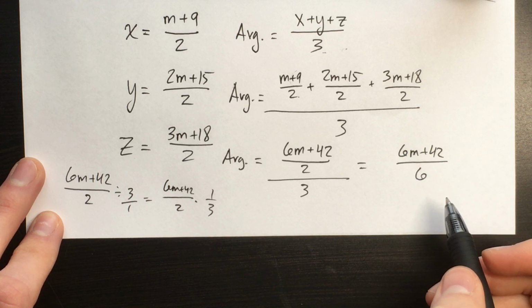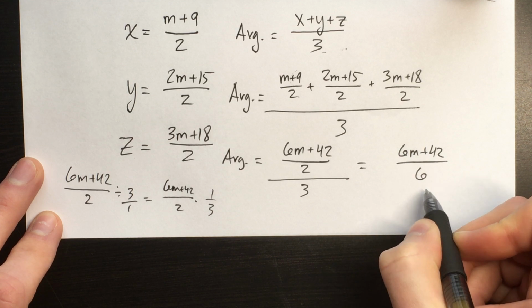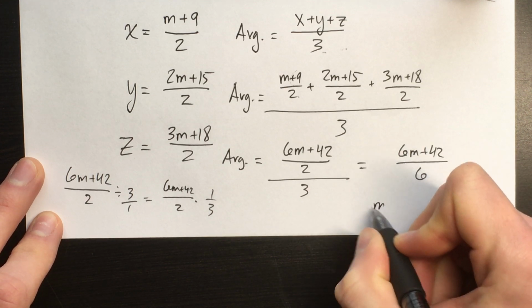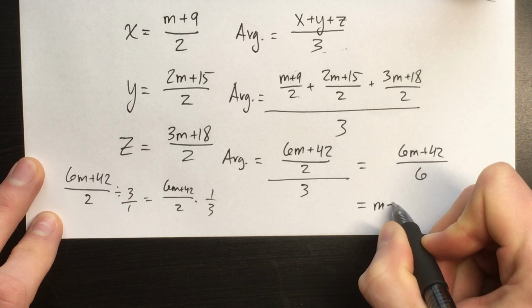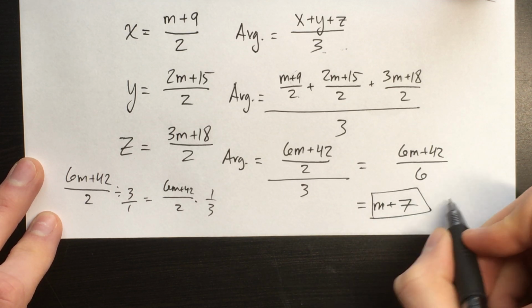And how can we simplify this? Remember, when we simplify, we divide both terms by the entirety of the bottom. So 6m divided by 6 is just m, and 42 divided by 6 is 7. So that's our answer, and that is B.